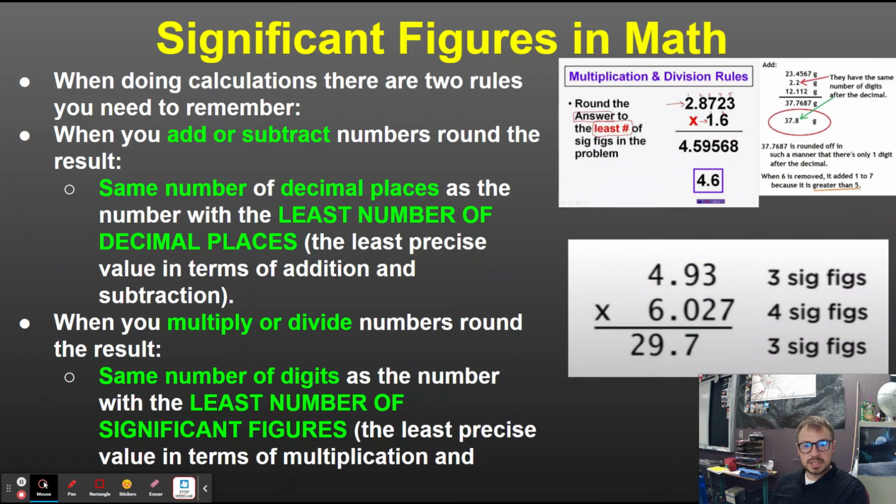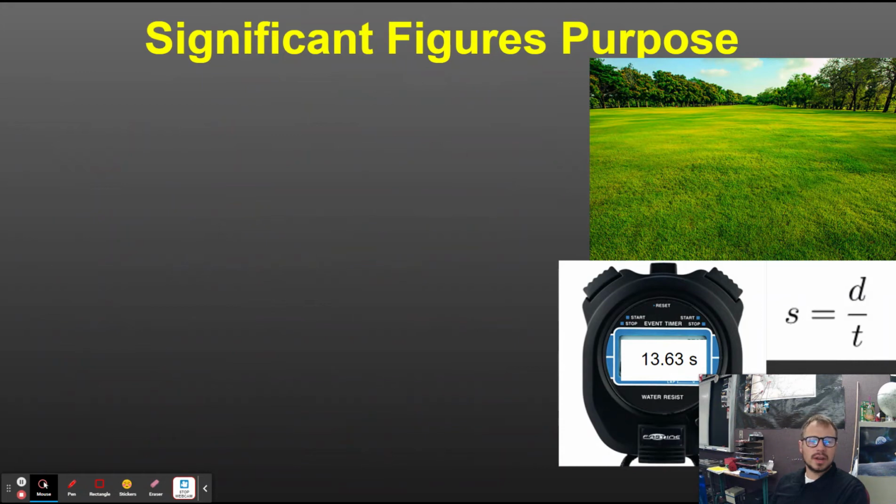So the same number of digits as the number with the least number of significant figures, the least precise value in terms of multiplication and division. So if you look off to the right, if I have a number with 3 significant figures being multiplied by a number with 4 significant figures, well, my answer, I have to round to the third significant figure.